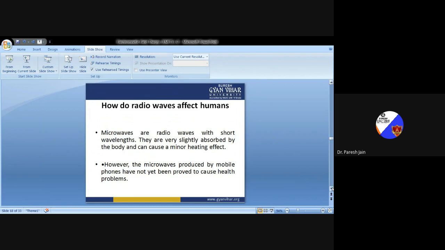The microwave does not burn the tissues of the human body. However, the microwaves produced by mobile phones have not yet been proved to cause health problems, because there is only a minor heating effect due to the short wavelength waves.